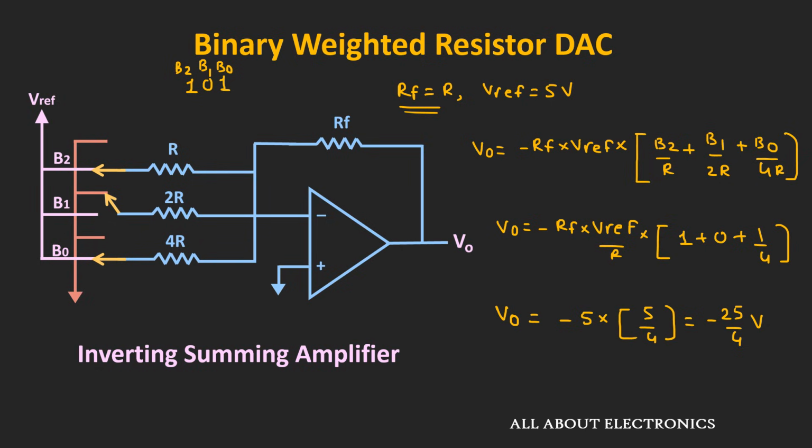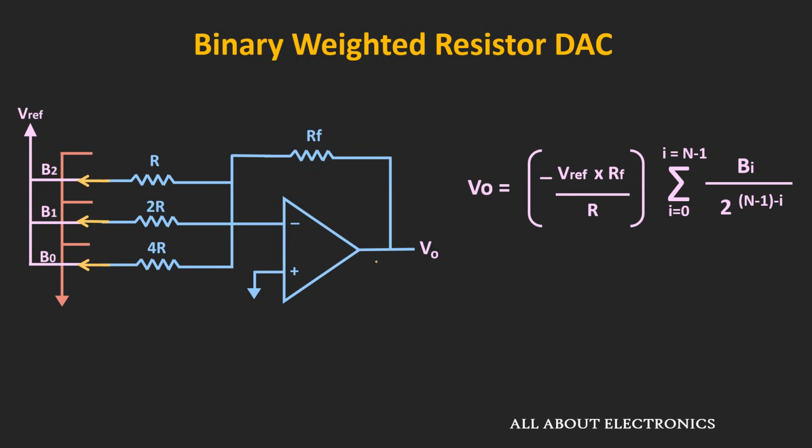So for the given DAC, the proportionality factor or the internal gain of the DAC depends on how the values of resistors are chosen. So in general, for this binary weighted resistor type of DAC, the output voltage can be given by this expression, where here N represents the number of bits of the DAC.